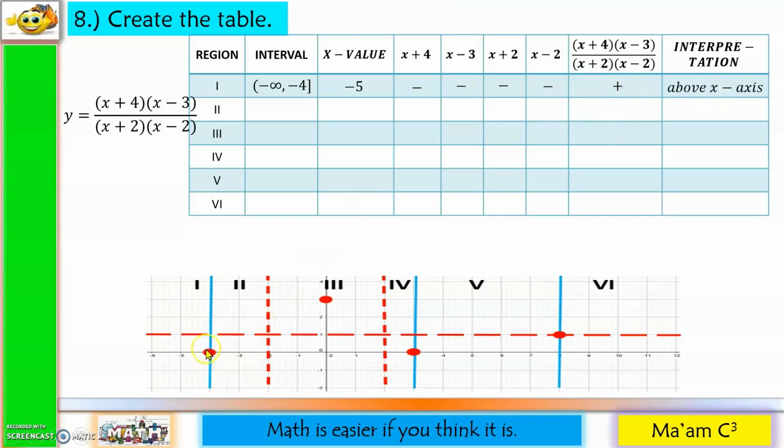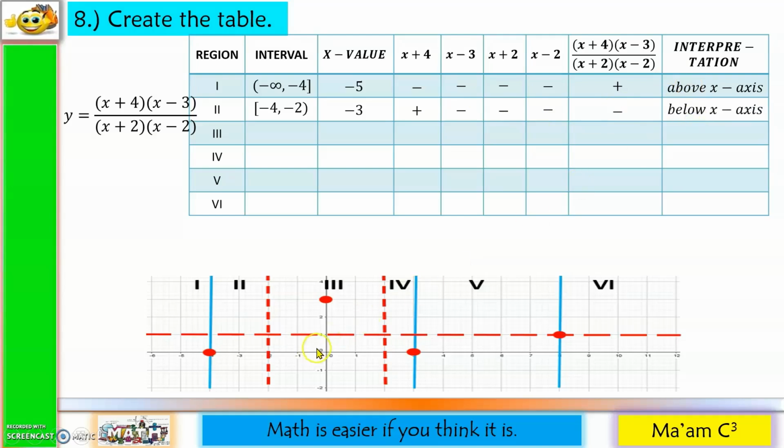Let's have region 2. So region 2 is from negative 4 to negative 2. Negative 2 is not included because we have a vertical asymptote here. So negative 4 to negative 2. Let us assign any value from region 2. Easiest is negative 3. Let us substitute. Negative 3 plus 4 is positive. Negative 3 minus 3, negative. Negative 3 plus 2, negative. Negative 3 minus 2 is negative. Let us count the number of negatives. 1, 2, 3. 3 is an odd number. So we have here negative. If it is negative, the interpretation is below the x-axis.